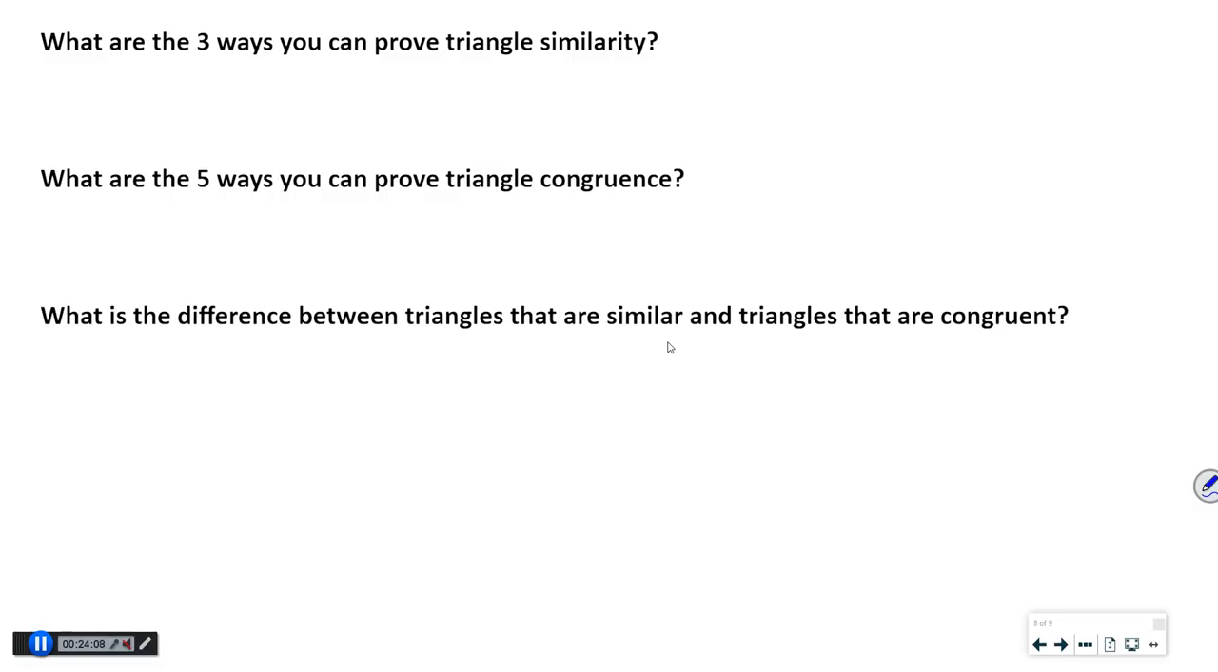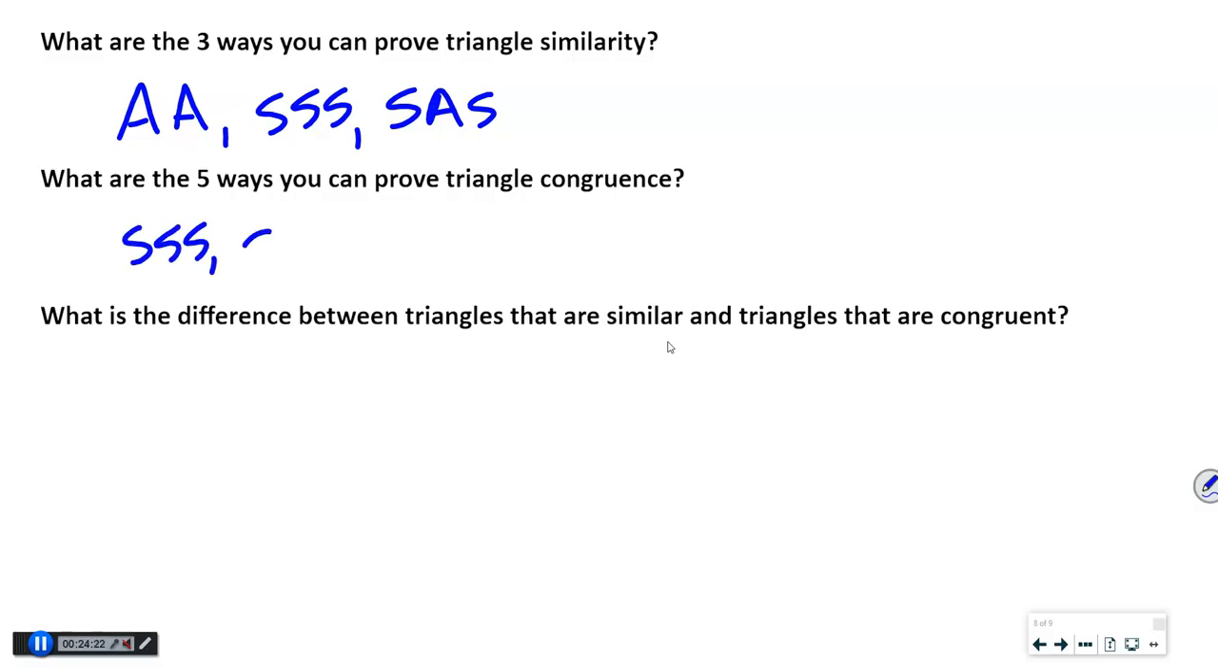What are the 3 ways you can prove triangle similarity? First one we learned was angle, angle, right? Then we learned side, side, side. Then we learned side, angle, side. Okay, what are the 5 ways you can prove triangle congruence? We learned side, side, side, then side, angle, side, right? Then we use angle, side, angle, then angle, angle, side, then HL. Okay, so can anyone tell me why there's only 3 in the top and 5 in the next one? Notice this, angle, angle right there. You see that? Angle, angle right there, right?